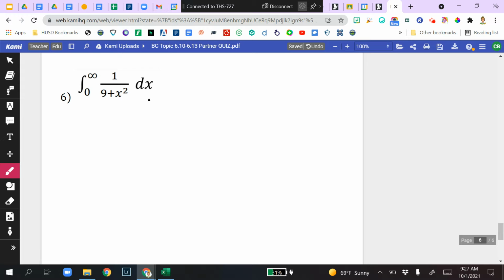All right, so we're going to start improper integrals. We go limit as b approaches infinity from 0 to b of 1 over 9 plus x squared dx.